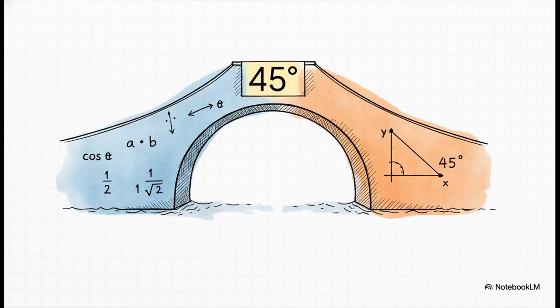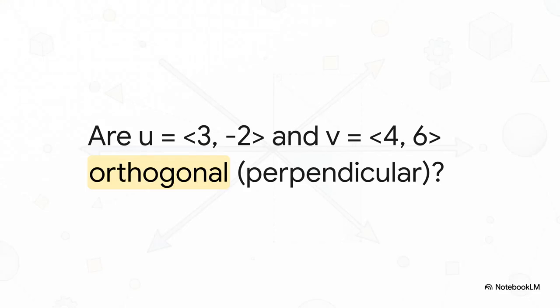And if you remember your unit circle, the inverse cosine of 1 over the square root of 2 is, of course, 45 degrees. And just like that, we used a little bit of algebra to find a precise geometric angle. That's the power of the dot product right there. For our last example, let's check out that special case I was talking about.